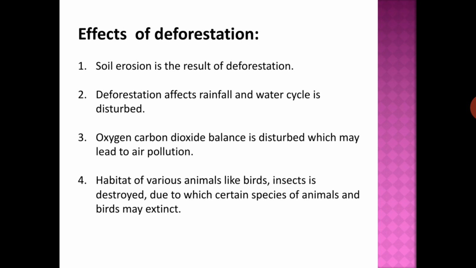So deforestation affects rainfall and the water cycle is disturbed. In the water cycle, a large number of plants are needed for the rain, right? Again the rainwater will be collected and absorbed into the groundwater. Again it is vaporized. So the water cycle is disturbed by deforestation. The oxygen-carbon dioxide balance is disturbed, which may lead to air pollution.